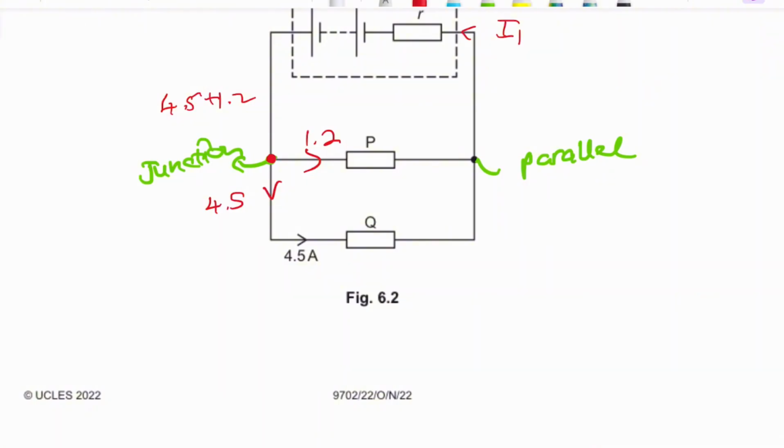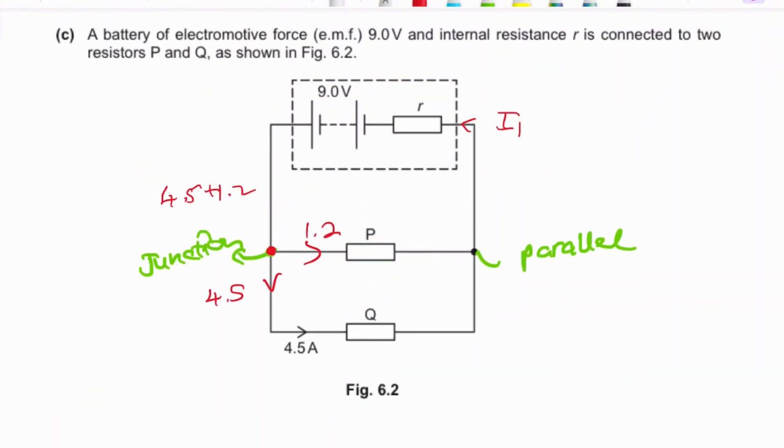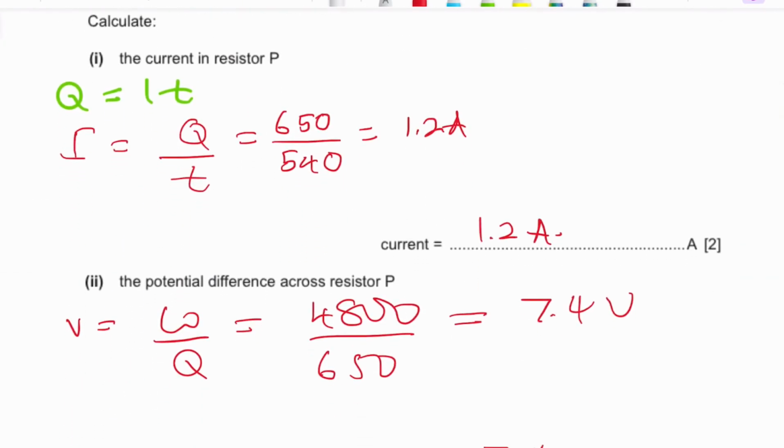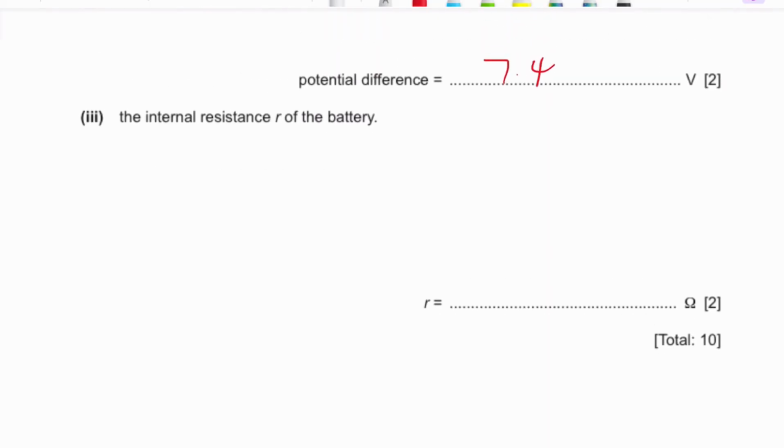So that is what Kirchhoff's law talks about, and being able to understand that law will help you in making the decision on how you can solve this question. So it's very important for you to be thinking of that. So how do you find the internal resistance?